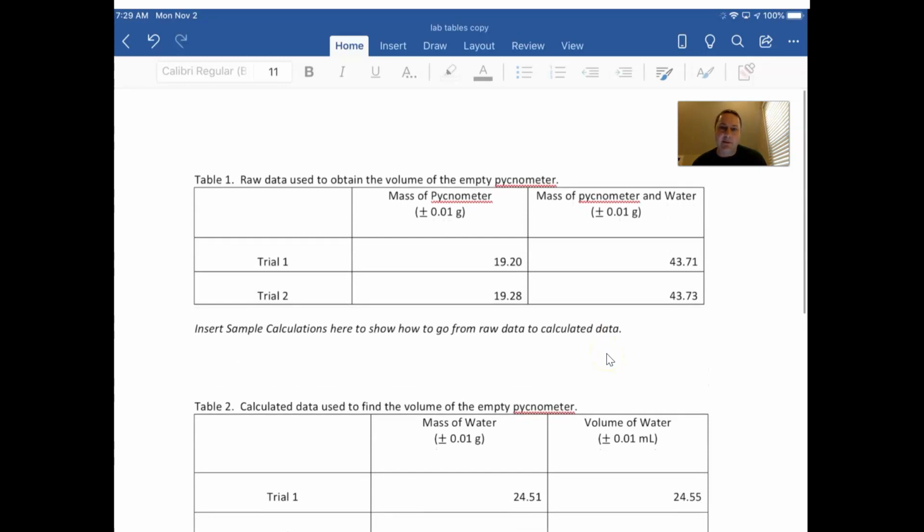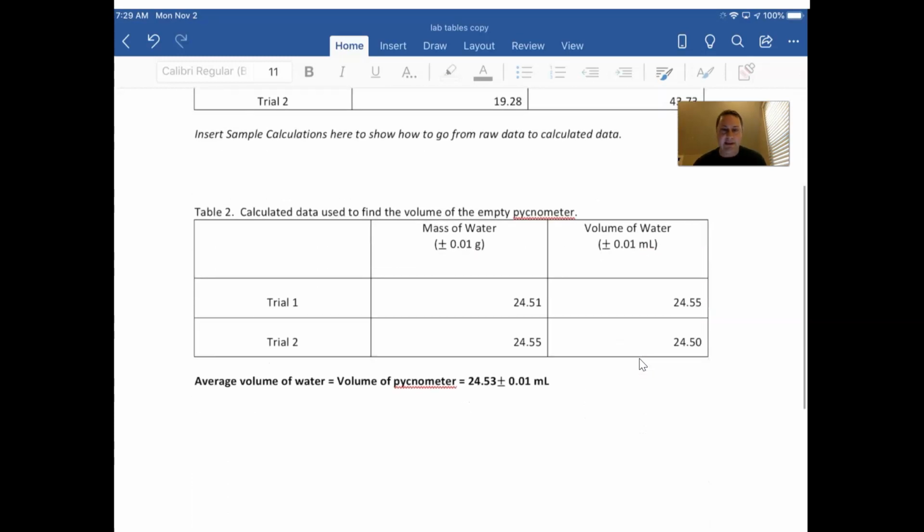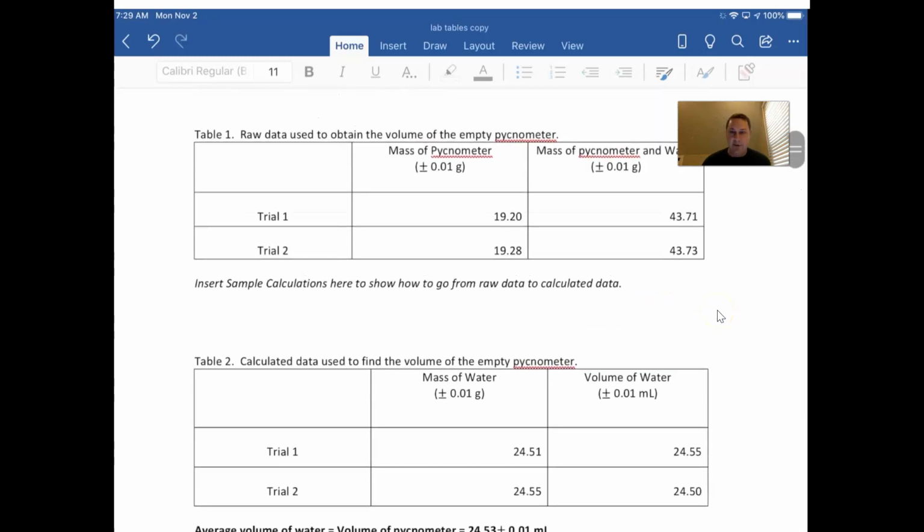Up in this top table, I've got my raw data. I didn't calculate those; they were just measured on a scale. And then I actually calculated all these numbers on the bottom, so my data table displays all those numbers I calculated. I need to show a sample calculation for how I got this number in trial 1, and a separate sample calculation for how I got this other number in trial 1. So here we go, let me see if I can put those in.